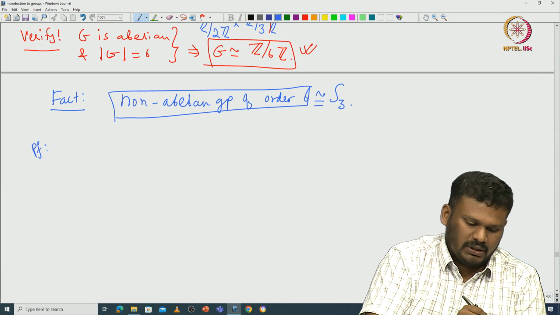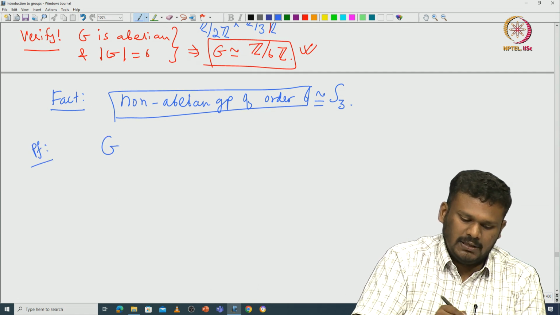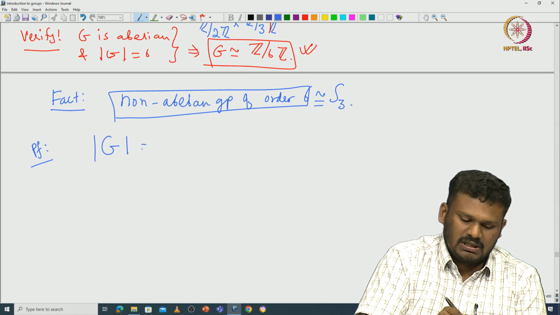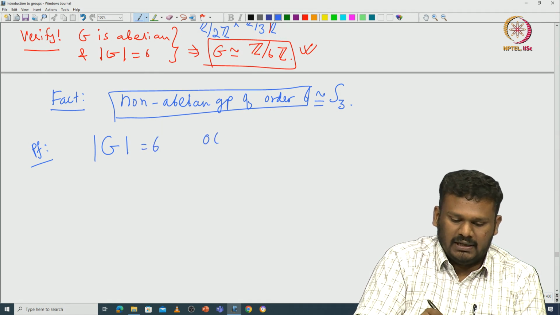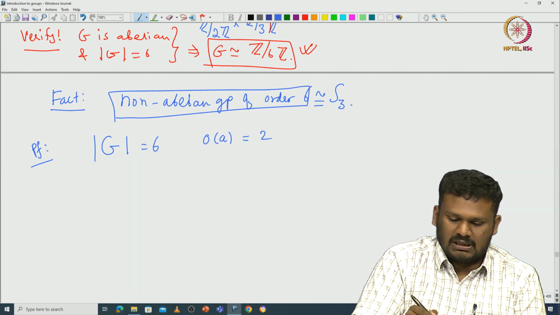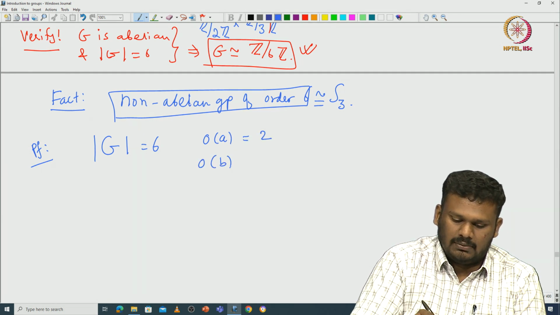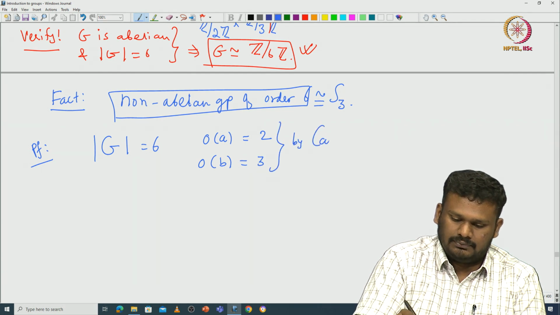Let us prove this. So, how can one prove this? Let us call the group G. So, the cardinality of G is 6. Okay. So, now using Cauchy's theorem, you can find an element A which has order 2, and then there is an element B of order 3. This is just by Cauchy's theorem.